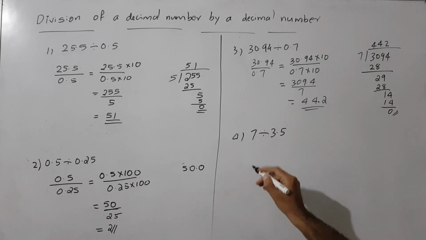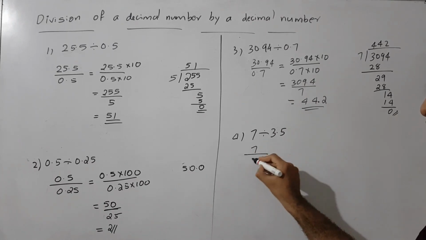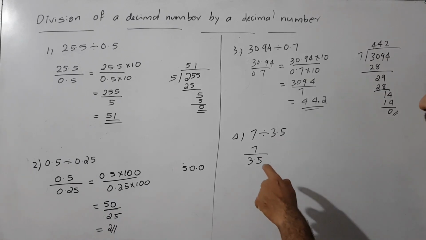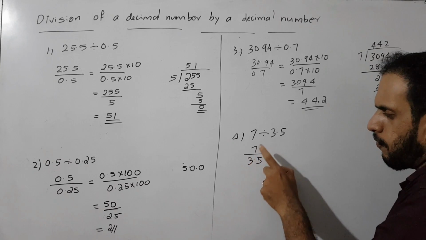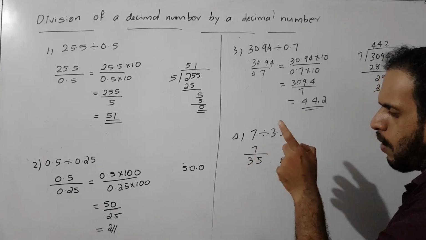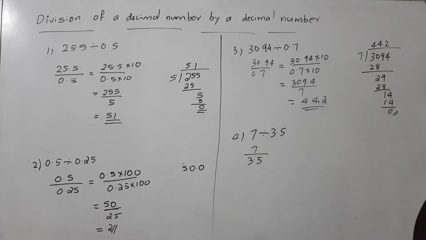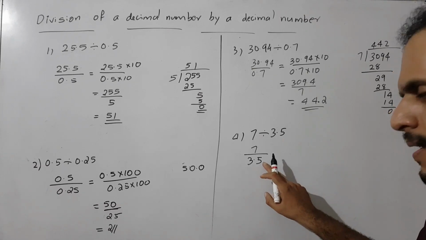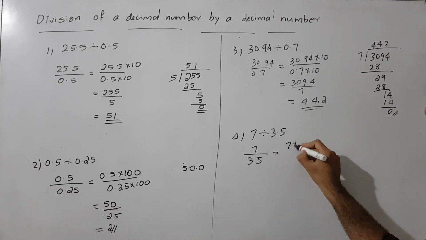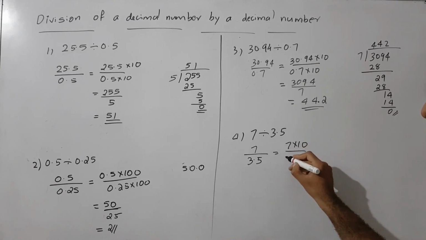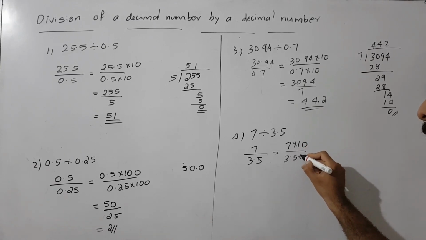Then the last example is 7 divided by 3.5. Here, to make the denominator a proper number, we consider only the denominator. For that, we need to multiply it by 10. Correct? So the numerator also we multiply by 10: 7 into 10 by 3.5 into 10.